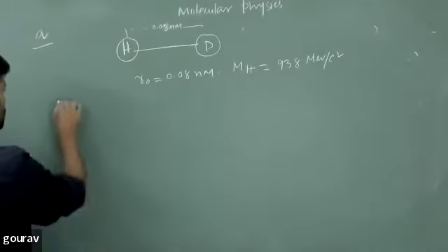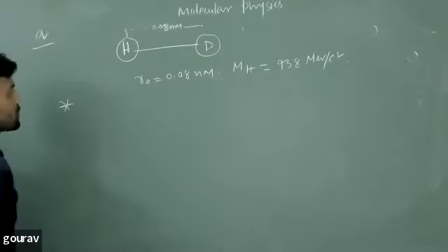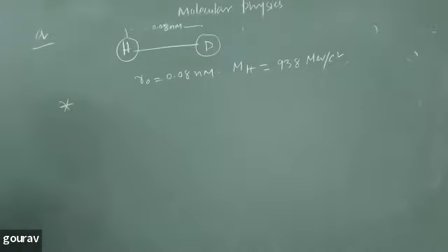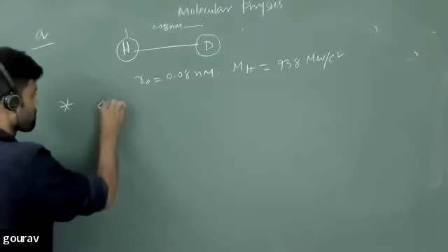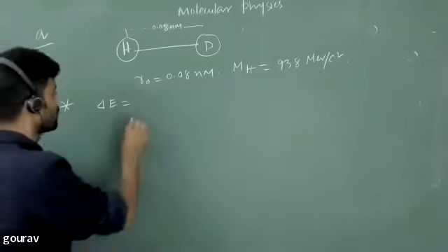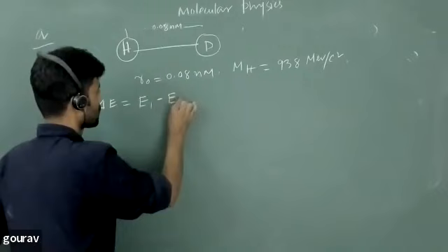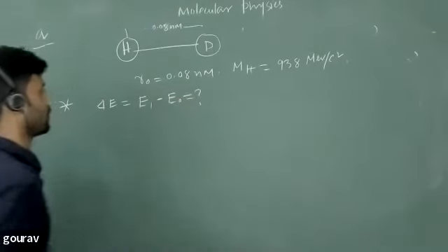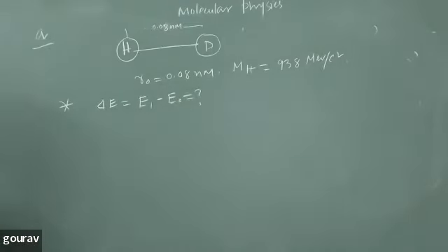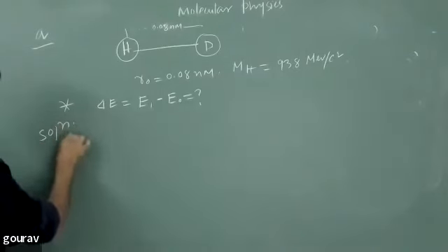Then what is the question? The question is the difference between the first excited state and ground state energy. You have to calculate that difference. So they ask what is the difference between the first excited state rotational energy minus the ground state rotational energy. Is this part clear to all? Is the question clear to all?